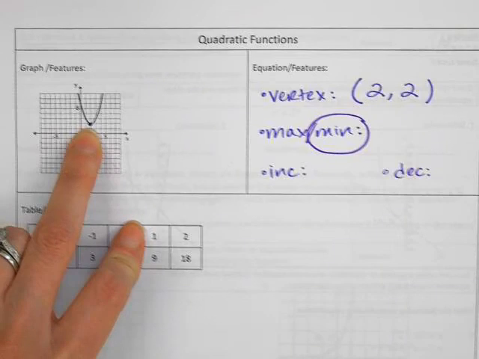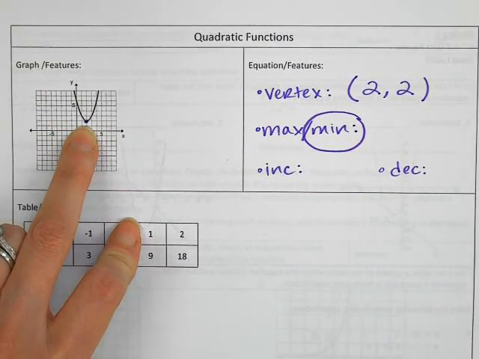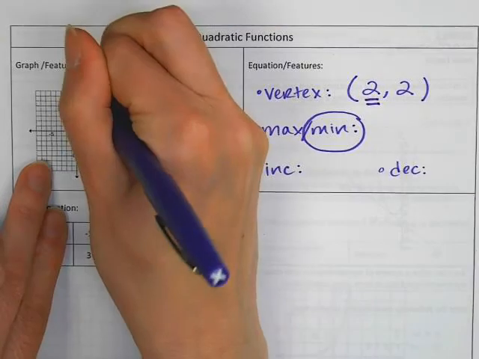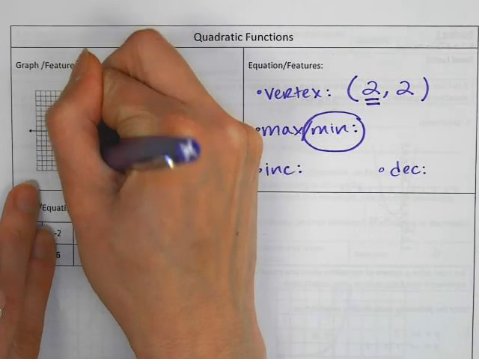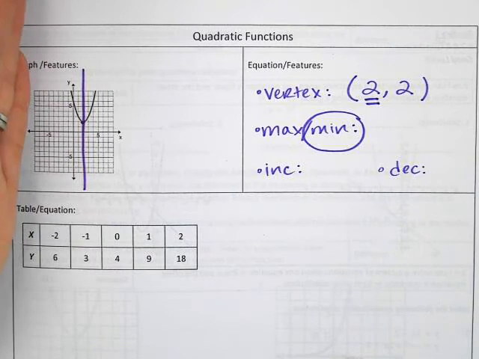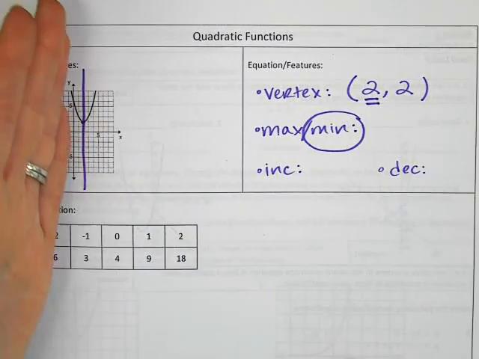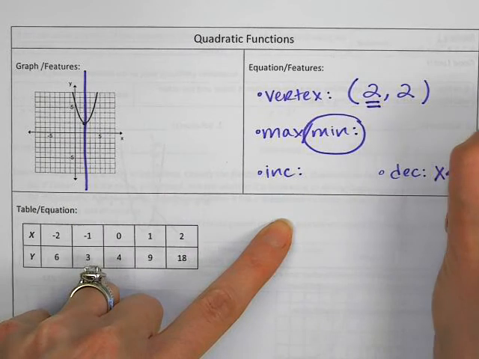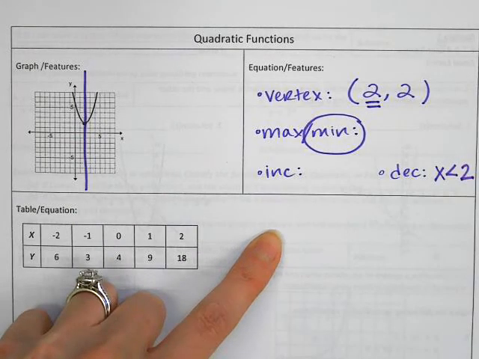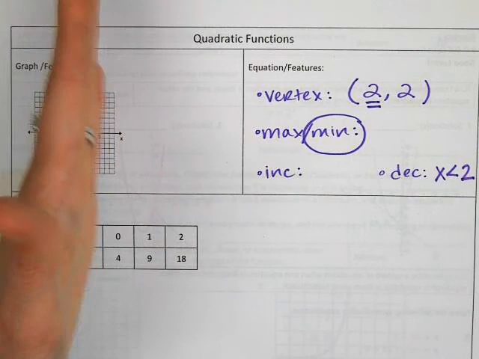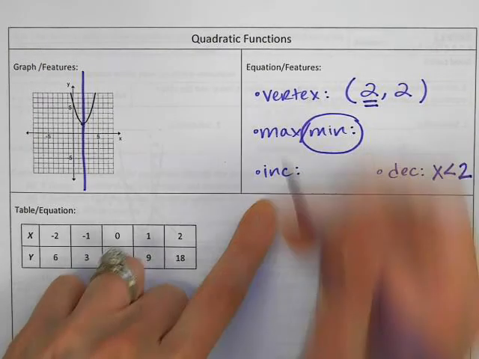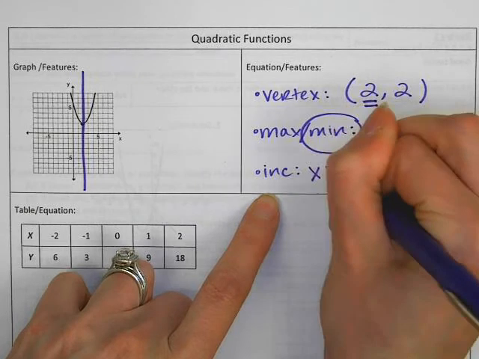Okay, now when is it increasing and when is it decreasing? So it's all about this number, 2. So let's draw a line through 2. When the x's are less than 2, it's decreasing. So it's decreasing for x values less than 2. But then when your x's start getting bigger than 2, the function starts increasing. So increasing for x greater than 2.